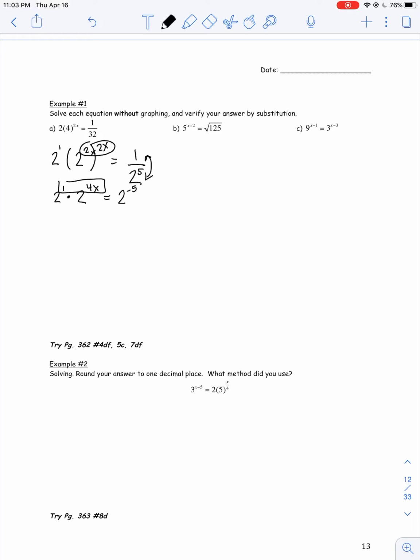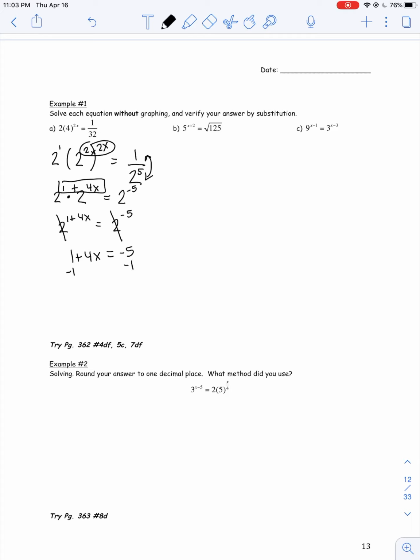And then to join these guys, you're actually going to have to add them, because when two bases are the same, you add the powers. So 2 to the power of 1 plus 4x equals 2 to the power of -5. Now the reason we use this common base is because when we have the exact same base on either side and there's only one of them, we can actually cancel them off. They disappear, leaving us with 1 plus 4x equals -5.